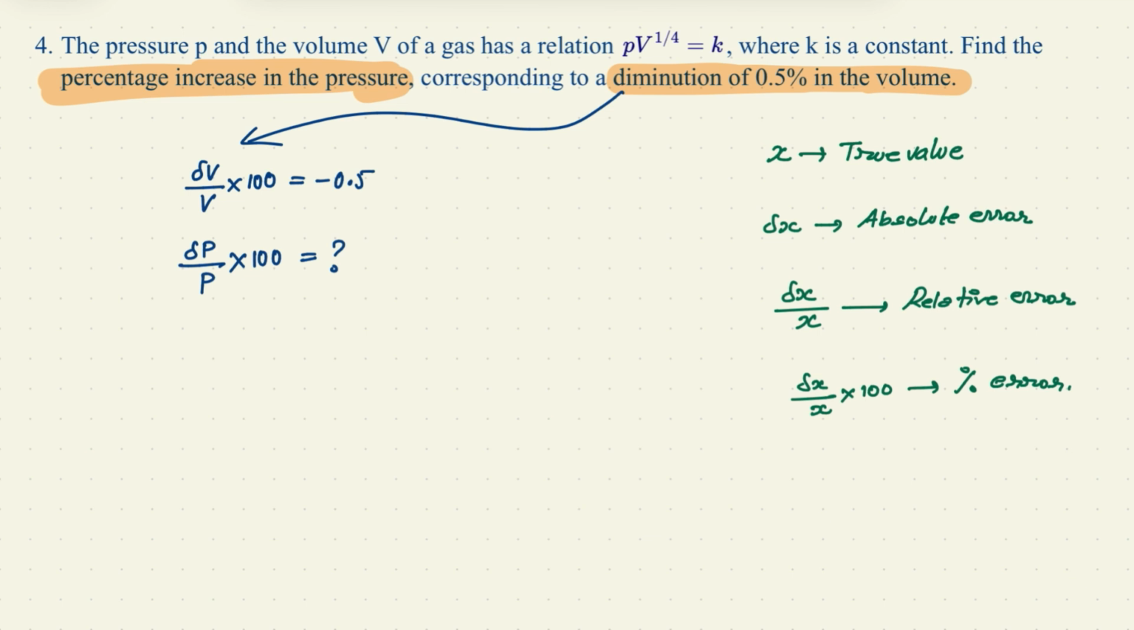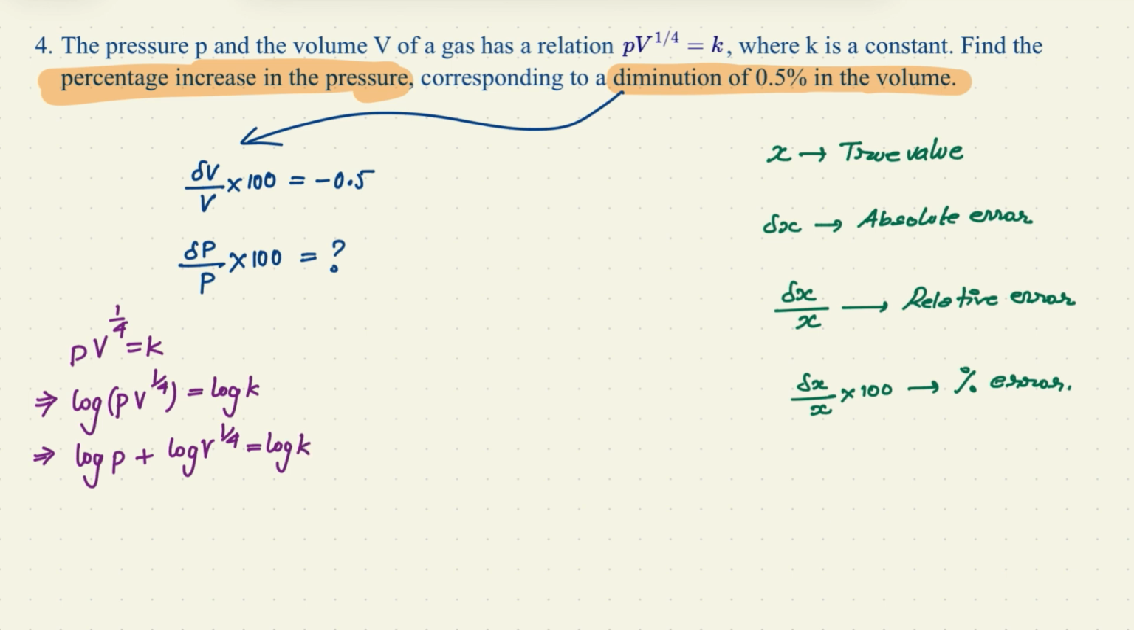So now let us write the equation that is given in the question. P into V to the power 1 by 4 equals to K. Now before differentiating this equation, we will operate both sides with log. Then we will have log of P into V to the power 1 by 4 equals to log of K. Using the property of log, we will have log P plus log of V to the power 1 by 4 equals to log K. This implies log of P plus 1 by 4 log of V equals to log of K.